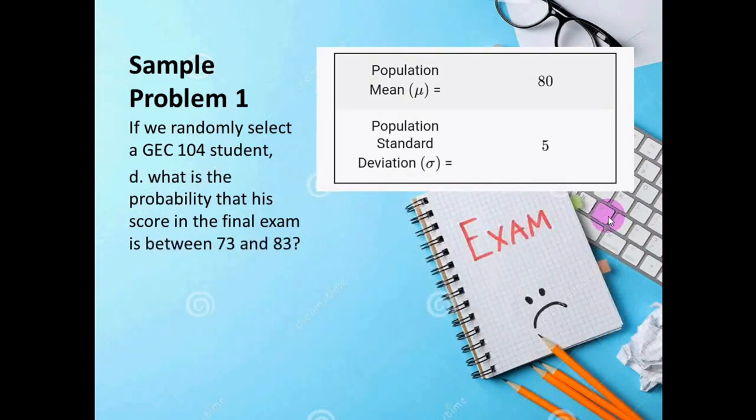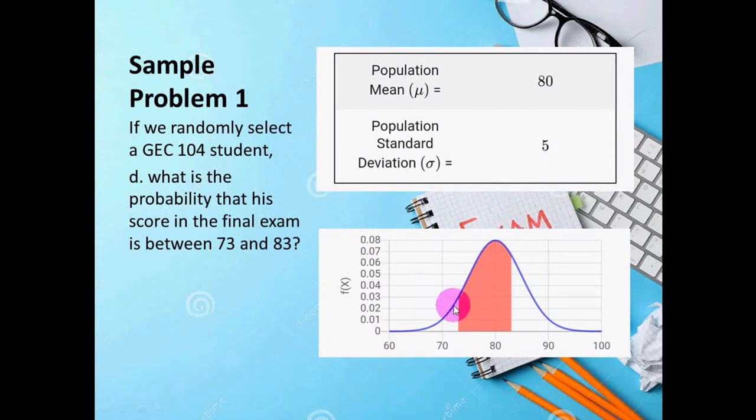Okay, now let's move to the question, what is the probability that his score in the final exam is between 73 and 83? So we have this graph of this problem. So now we are looking for the probability that his score is between 73 and 83, or equivalently, we are looking for this area here, this shaded area. So note that, again, using Microsoft Excel, we can compute for the area to the left of 73. We can also compute the area to the left of 83. So to compute this shaded region, we have to compute the area to the left of 83 minus the area to the left of 73. So we have to subtract this region because this is not part of the shaded region. So pag subtract natin yan, ang matitira na lang is the area between 73 and 83.